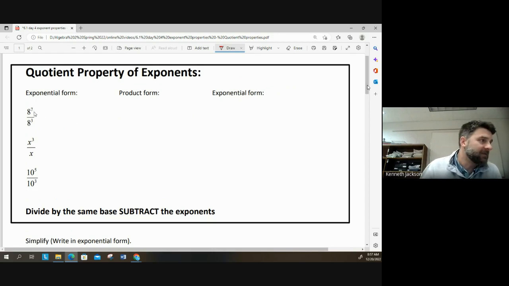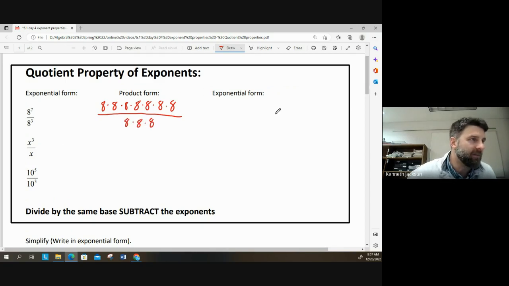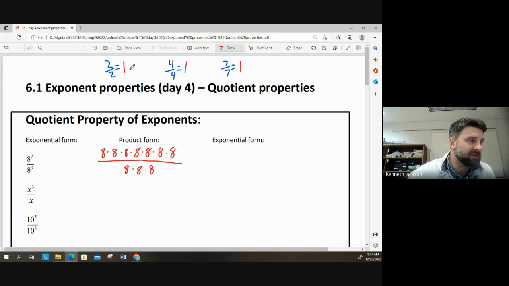8 to the 7th would mean I have 7 eighths: 1, 2, 3, 4, 5, 6, 7. Divided by 8 to the 3rd. That would be 3 eighths: 1, 2, 3. Now, again, if I come back up here and understand 2 divided by 2 is 1, 4 divided by 4 is 1, 7 divided by 7 is 1.